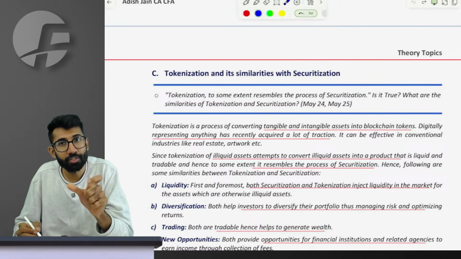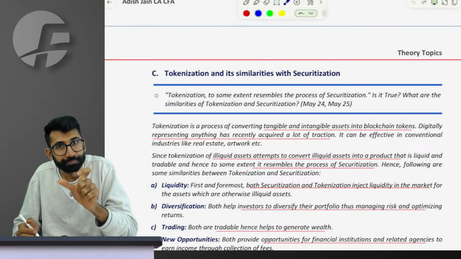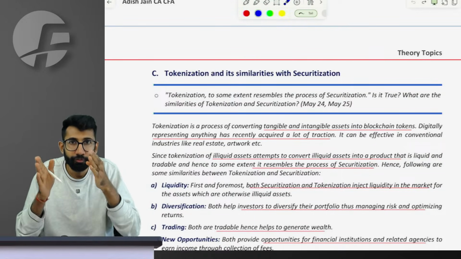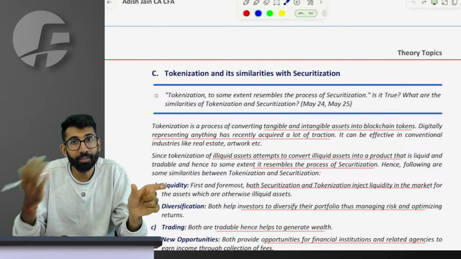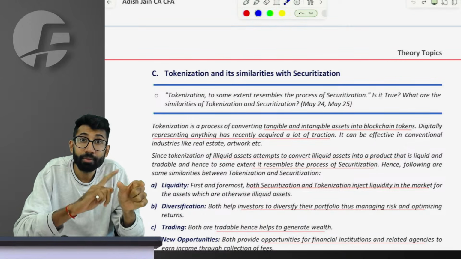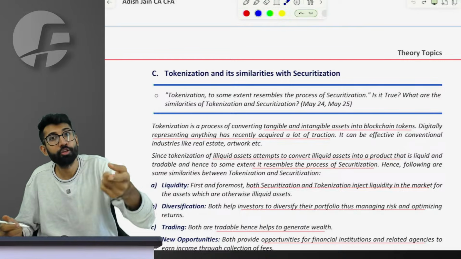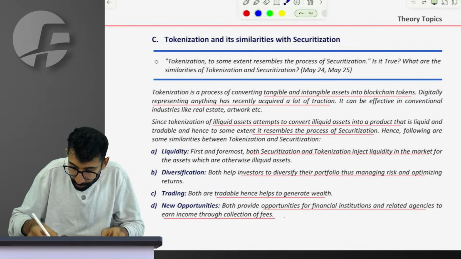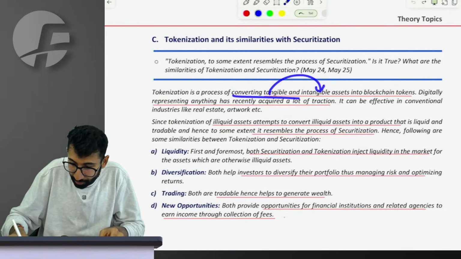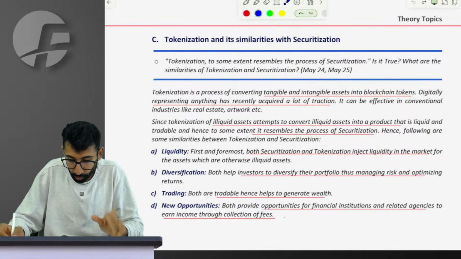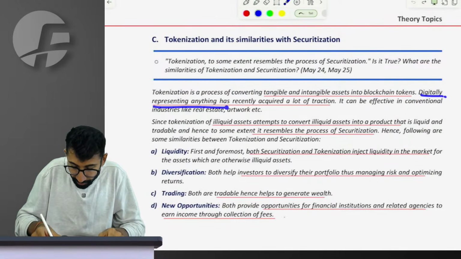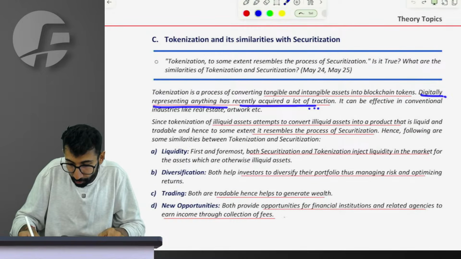So tokenization is basically converting a physical asset into a token. Rather than buying and selling a physical asset, you can buy and sell that token, which represents your ownership. So it is a process of converting the tangible into a blockchain token. Buying and selling the token will give you the ownership. Digitally representing anything has recently acquired a lot of traction.